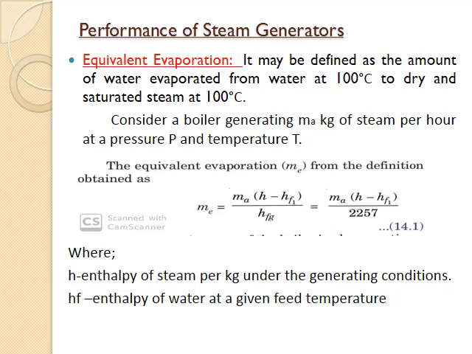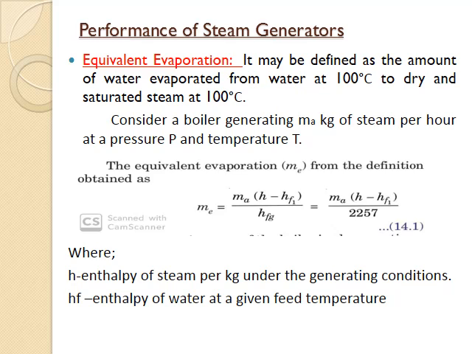Performance of steam generators, or performance of boilers. Equivalent evaporation may be defined as the amount of water evaporated from water at 100 degrees Celsius to dry and saturated steam at 100 degrees Celsius.